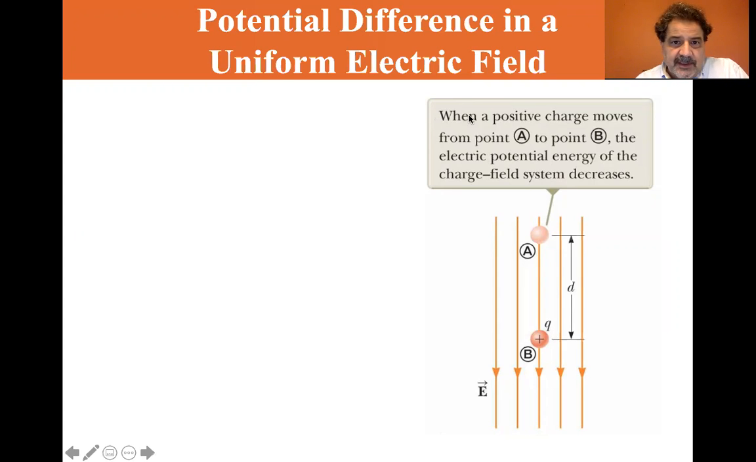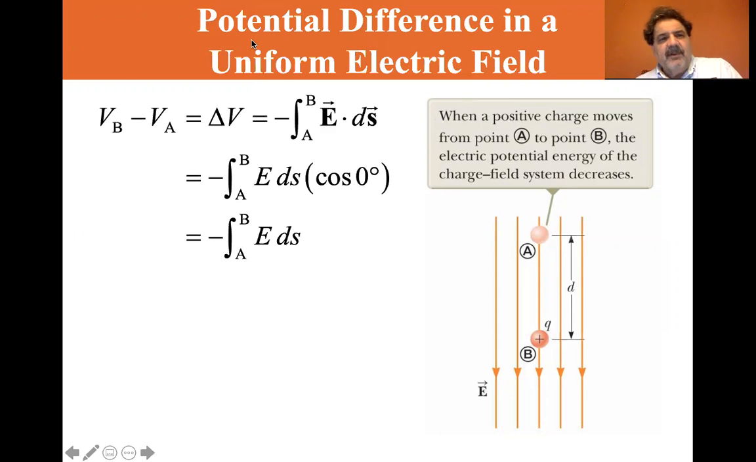So here we have VB minus VA, the change delta V, and that's equal to minus the integral from A to B of E dot ds. Now it is a dot product, so E dot ds is E ds cosine theta, where in this case theta is 0 degrees. So cosine is just one, and that becomes minus the integral from A to B of E ds.